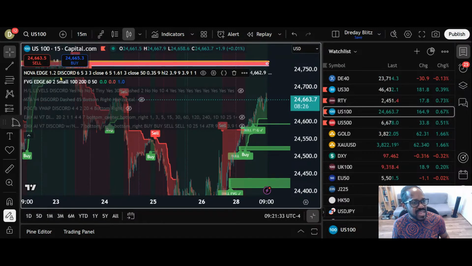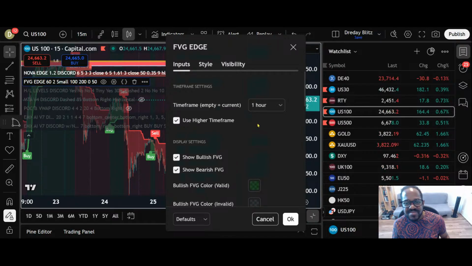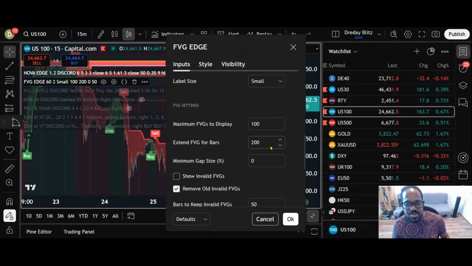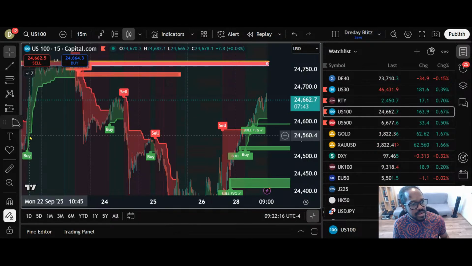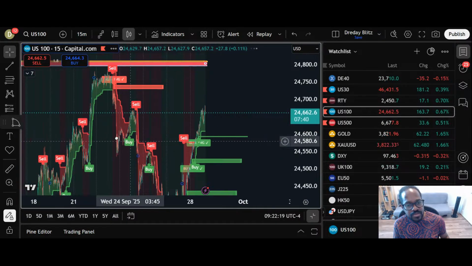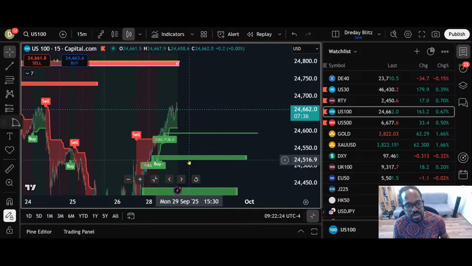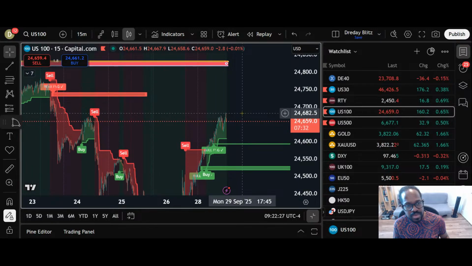I'll go on the settings of it. The only thing that you need to update will be the extended FVG bars. Make sure it's at 200. And same thing for the maximum FVG to display. You could keep it at 25 right now, or you could put it at the maximum, which is 100. What's going to happen with those two settings is that it's going to extend the length of your FVG further in the future. So instead of having a small one, you're going to have a bigger one, so it's going to be easier to see.